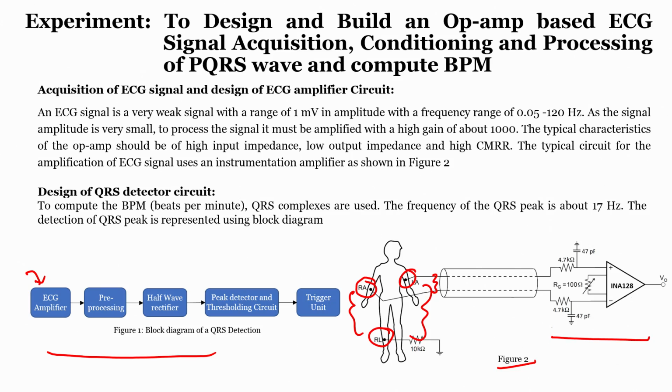The reason we go with an instrumentational amplifier is its advantages, like very high input impedance, very low output impedance, and very high CMRR, which is nothing but common mode rejection ratio. Because the instrumentational amplifier has a very high common mode rejection ratio, even though the input signals are almost the same, it can easily differentiate between the input signals applied to the system, and we can observe an output.